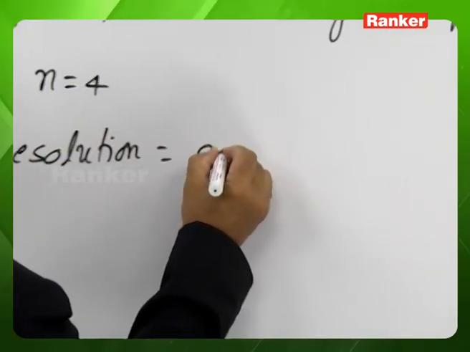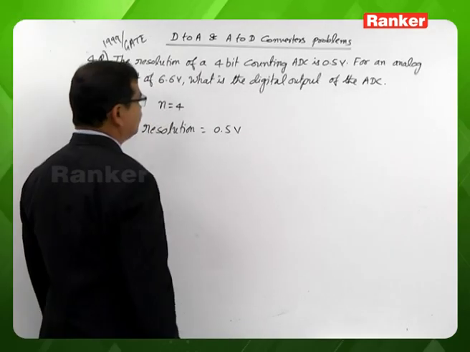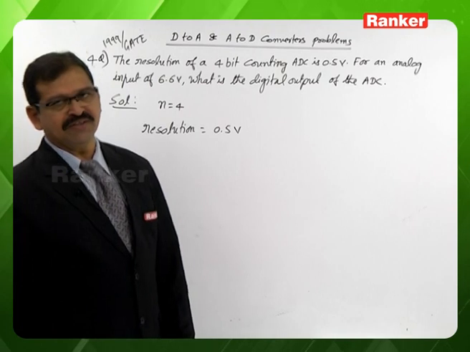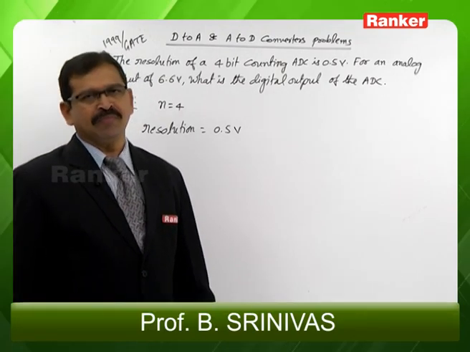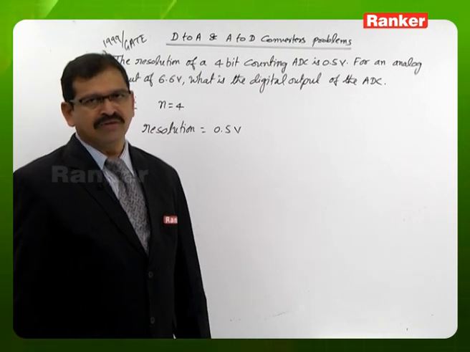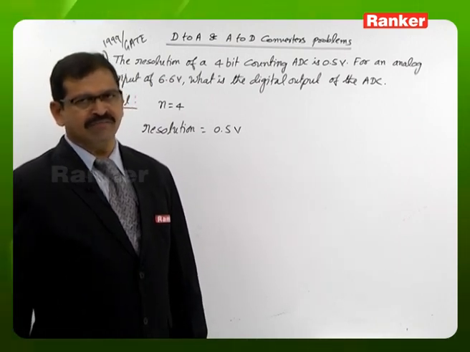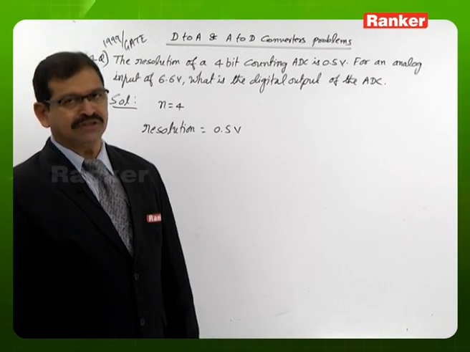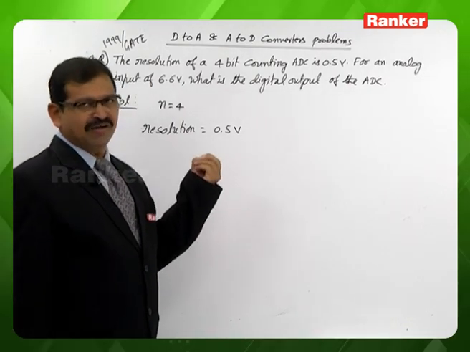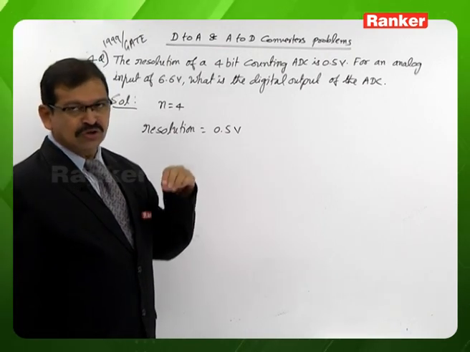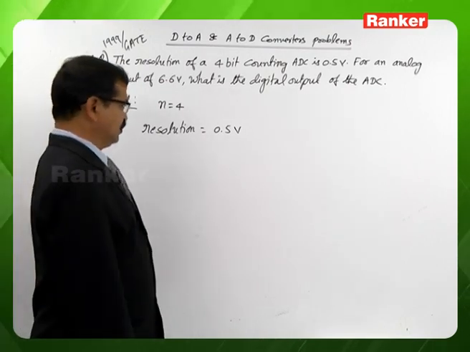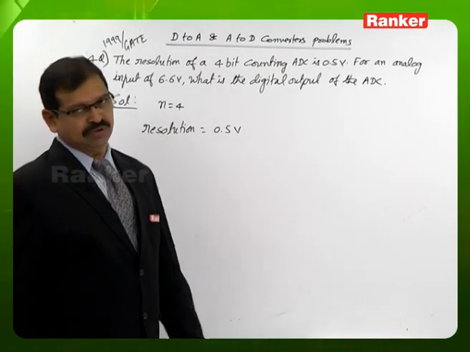as 0.5 volts. So the resolution in the case of an analog to digital converter is defined as the smallest possible change in the input analog signal which will give the effect for the digital output LSB bit. The smallest possible change in the analog input signal which is going to give the effect on the LSB bit of the digital output, that we are going to define as a resolution.